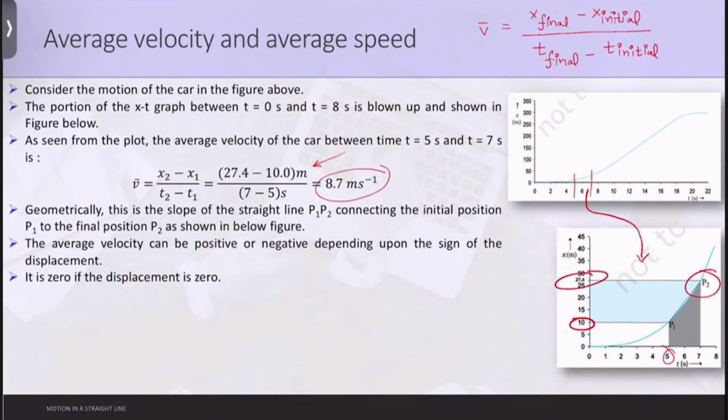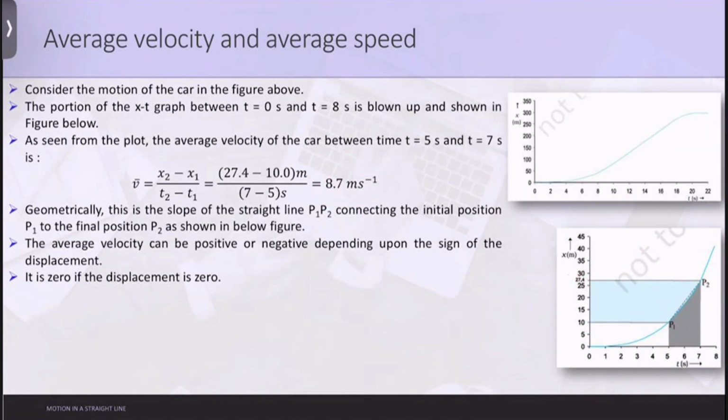Geometrically, this is the slope of the straight line. Slope may be a new concept or new word for you. For now, you can understand slope as the tangent of the graph. Slope is basically the angle, this. So this is called the slope. How to calculate the slope? We can find the tangent of this triangle, or tan theta of this triangle, and find out this slope.